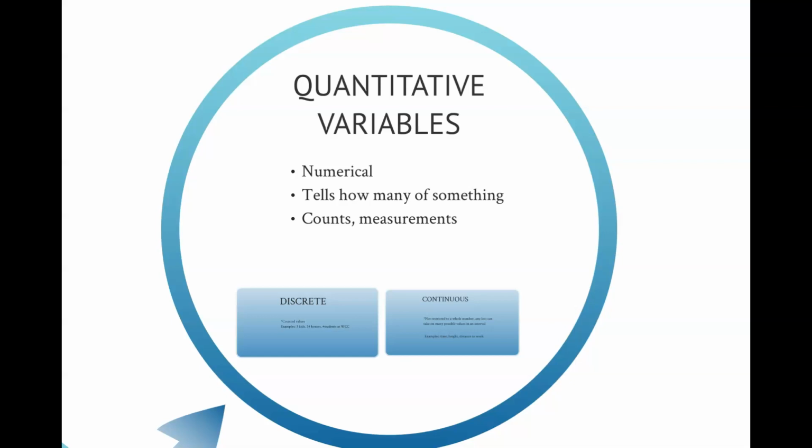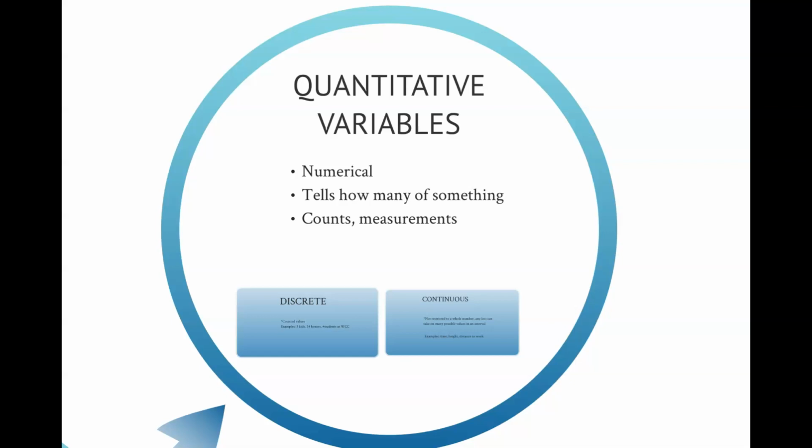So a classic example of a qualitative variable that people think is quantitative is zip code. When I say to people, let's list out some zip codes, they say, okay, we've got 48105, 48104, 48103. Those are some different Ann Arbor zip codes. But those are numbers, but they don't tell us how many of something. They don't represent a count or a measurement.